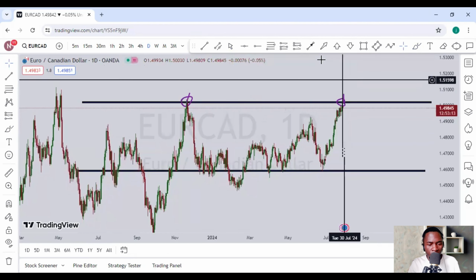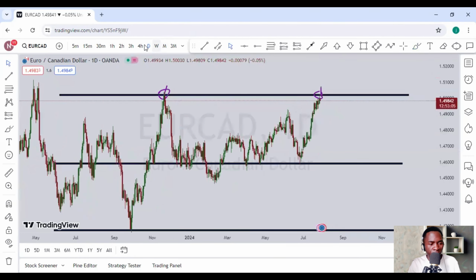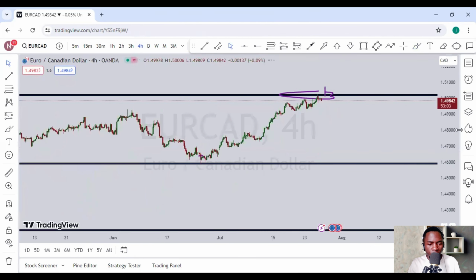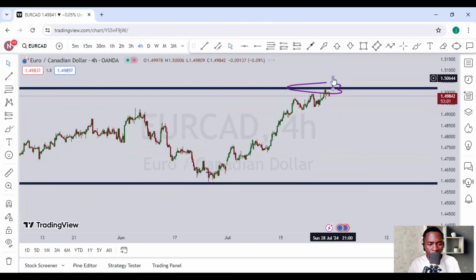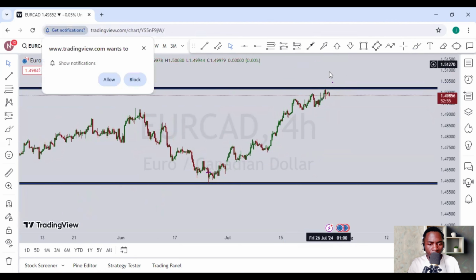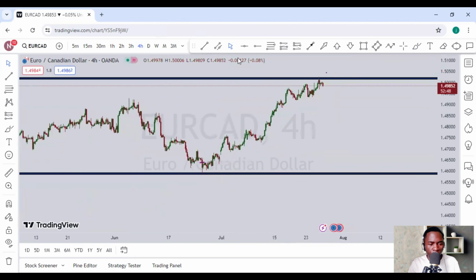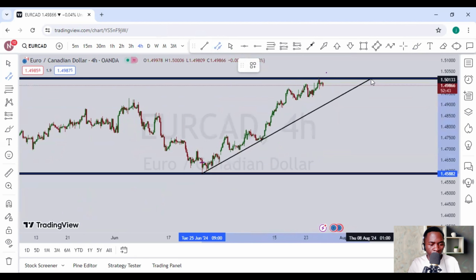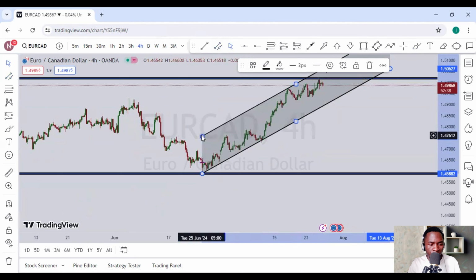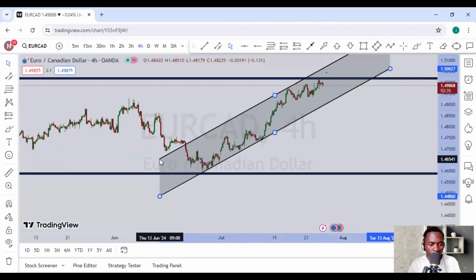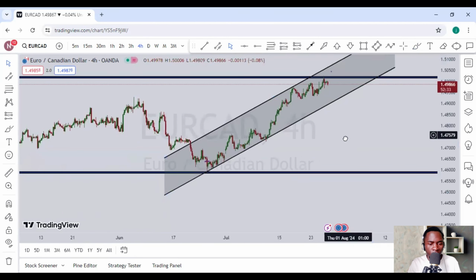So what I'm going to do now is go to a lower time frame, that is 4 hours, and see if I can have a good setup on this particular pair. The only thing I'm going to do, as you all remember, is draw my trend line from the bottom to the top and extend my trend line. Now that's my trend line.